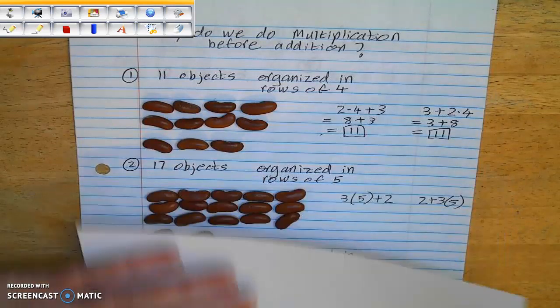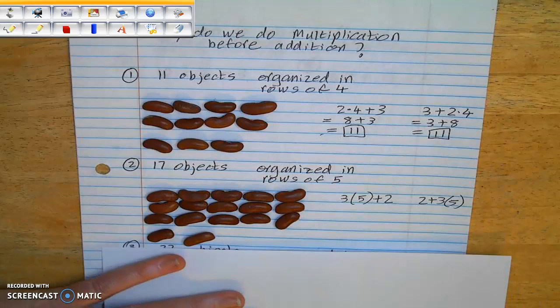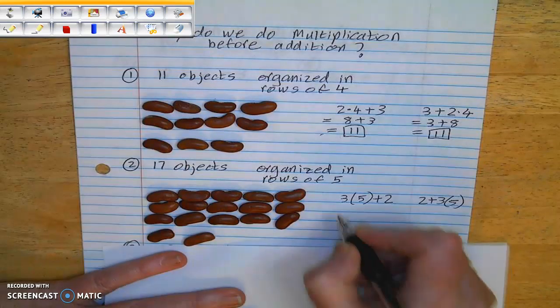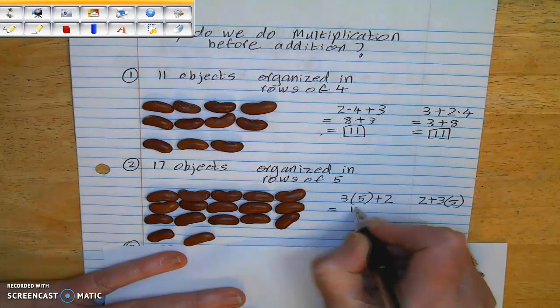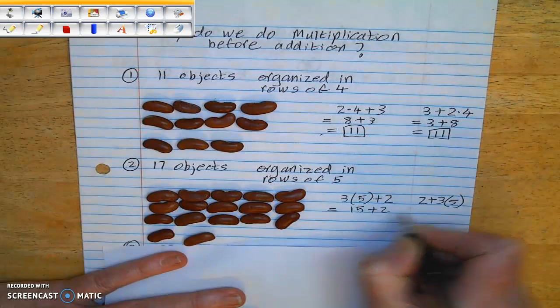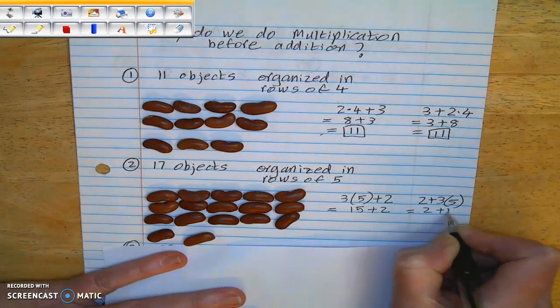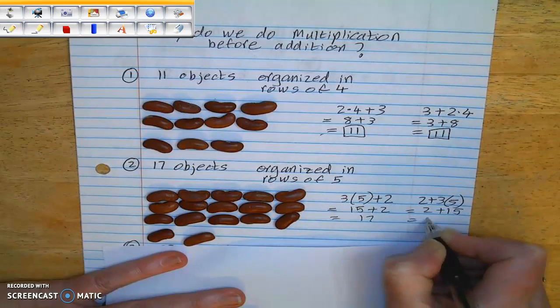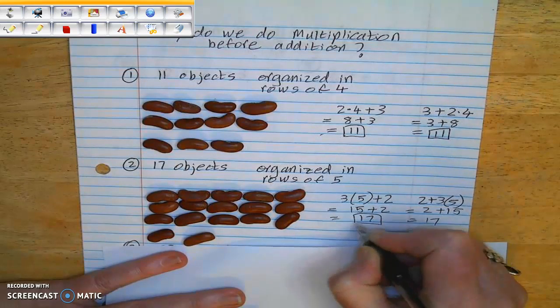Okay, here's your rows of 5, and you should have 2 left over. So you're going to do 3 times 5 plus 2, or you could write 2 plus 3 times 5. So this is 15 plus 2, or 2 plus 15. Either way, you get 17 as your answer.